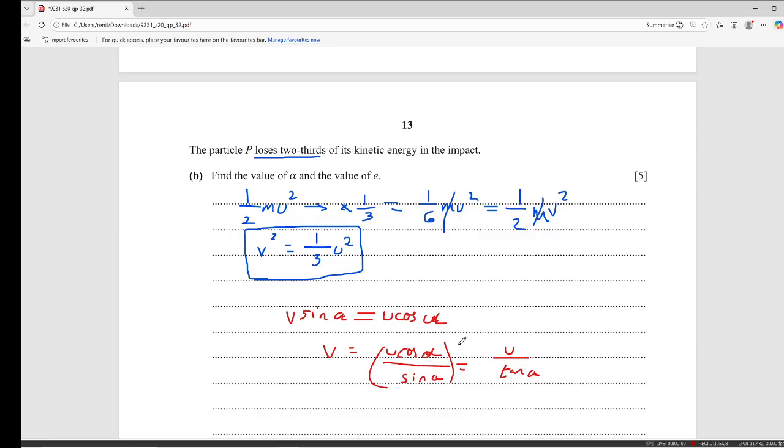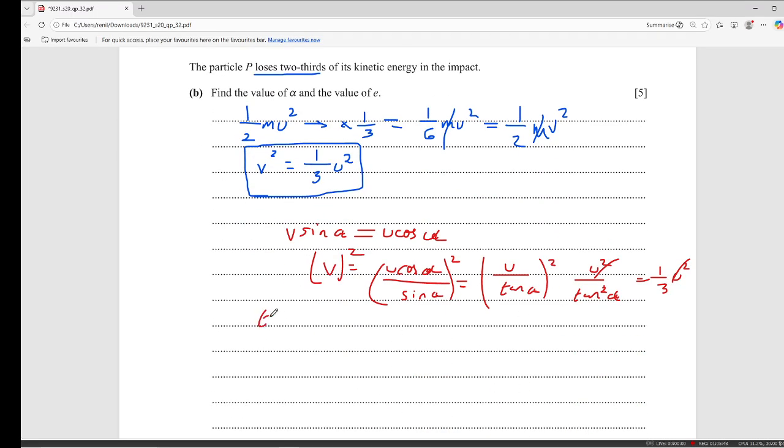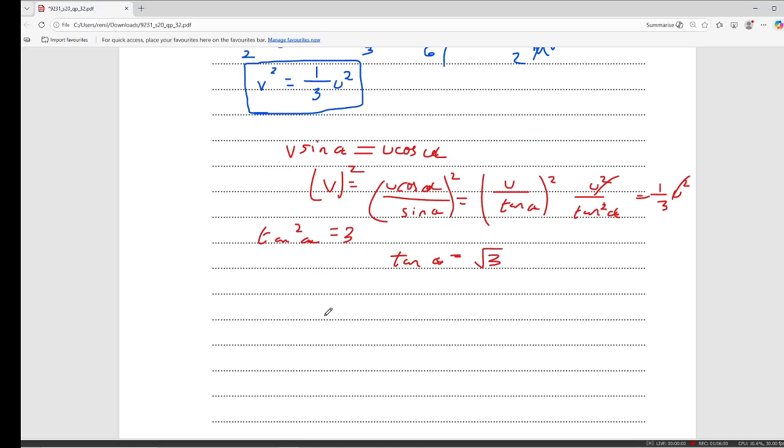We can square both sides because we're going to rearrange for v square. Squaring both sides gives me u square by tan square alpha, and that's equal to 1 by 3 u square. u square cancels out. I get tan square alpha equals 3. That means tan alpha equals root 3. Alpha equals tan inverse of root 3.